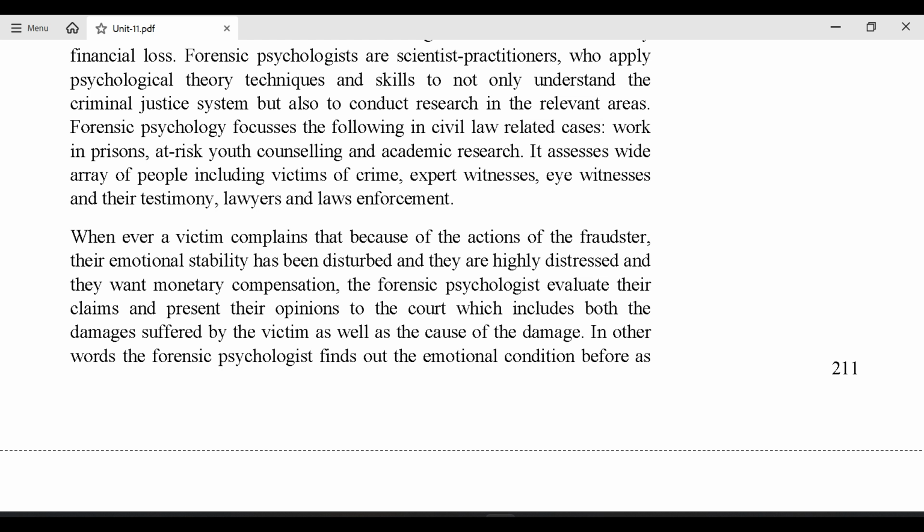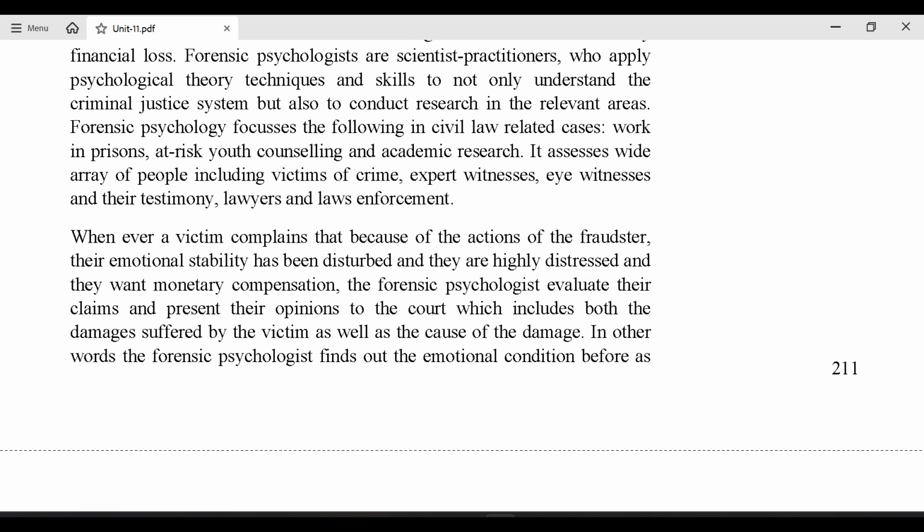Forensic psychologists are scientist practitioners who apply psychological theory, techniques and skills to not only understand the criminal justice system but also to conduct research in the relevant areas. Forensic psychology focuses on the following in civil law-related cases: work in prisons, at-risk youth counseling and academic research. It assesses a wide array of people including victims of crime, expert witnesses, eyewitnesses and their testimony, lawyers and law enforcement.